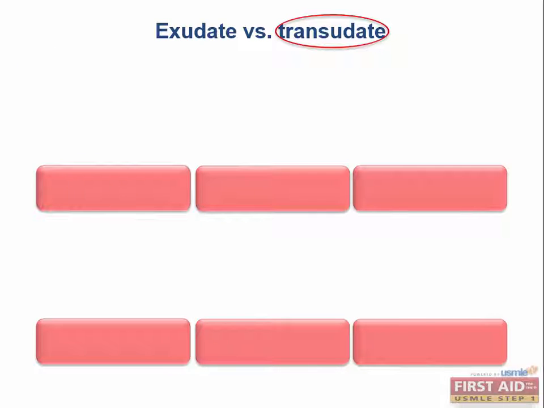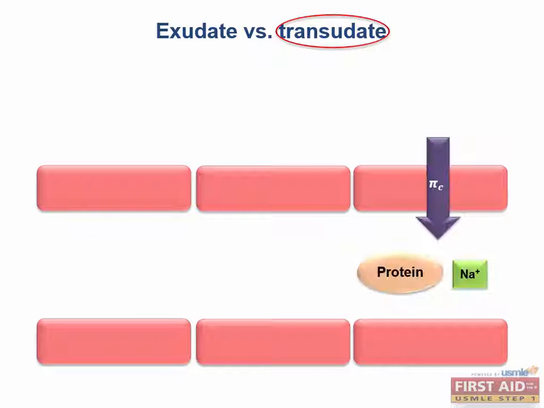Another way is affecting the oncotic pressure. So how can we end up with a transudate affecting oncotic pressure? When we're talking about oncotic pressure, normally we have solutes like proteins and sodium that are driving the fluid into the capillaries through this oncotic pressure. And when we're talking about proteins, what type of protein again did we say was primarily responsible for driving the fluid into the capillaries? That was albumin, right? And where was that synthesized? The liver.